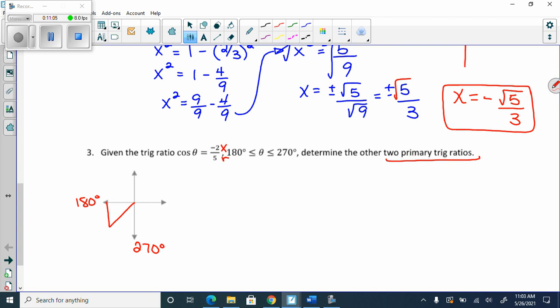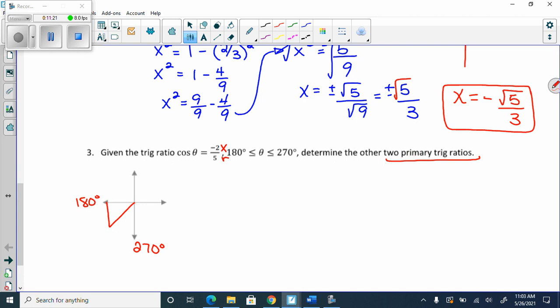If you don't draw it, you should catch yourself, because when you go to solve it out, you're going to get plus or minus an answer, right? Well, plus or minus isn't going to work. I'm going to need either positive or negative. Well, how do I know? I have to draw it.